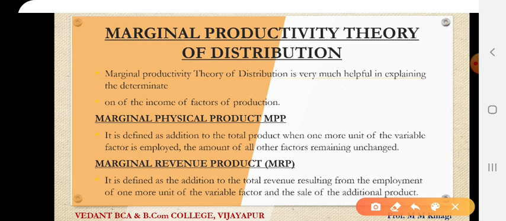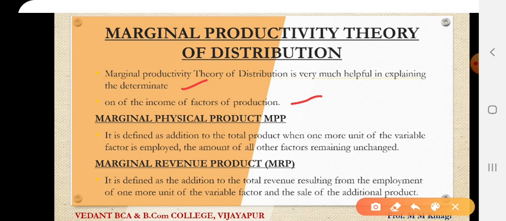So the marginal productivity theory of distribution is very helpful in explaining the determinants of income of the factor of production, then the marginal physical product. Okay, before going to that, I'll just tell you what I mean by this marginal productivity theory of distribution, because you know that the reward for the factor unit is equal to the marginal productivity. We know that the rational producer aims either at maximization of his profit or minimization of his loss. A producer is in equilibrium only when the marginal cost is equal to the marginal revenue. This is what is meant by the marginal productivity theory of distribution.